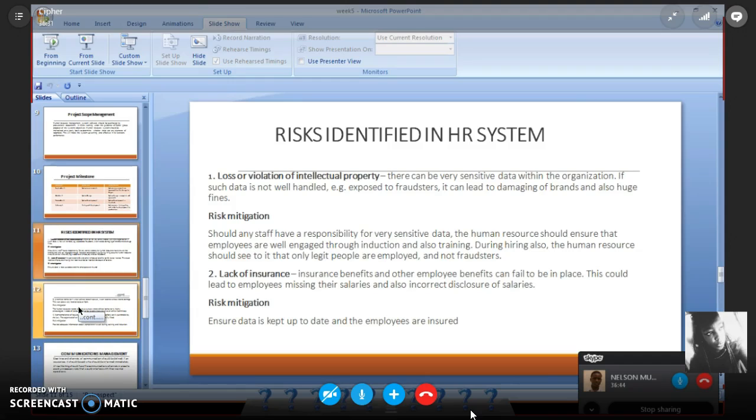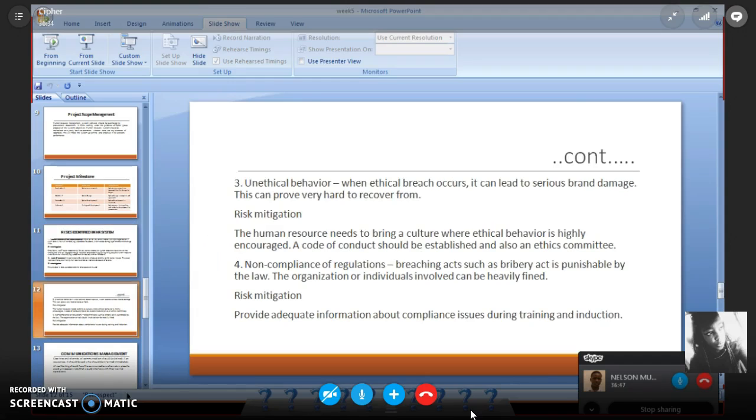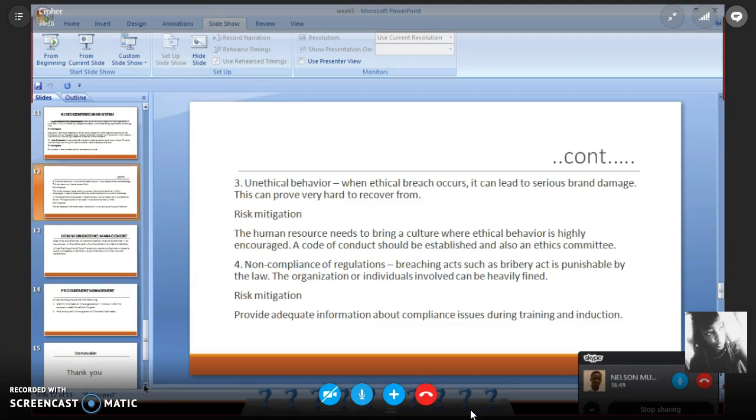The third risk is unethical behavior, and we all know what ethics means in any organization. When ethics is breached, it can lead to serious damage to the brand of any organization, and in this case, Africa Working. For the risk mitigation, the human resource needs to bring a culture whereby ethics are really held highly in the organization. So a code of conduct should be established, and also an ethics committee should be designed for that.